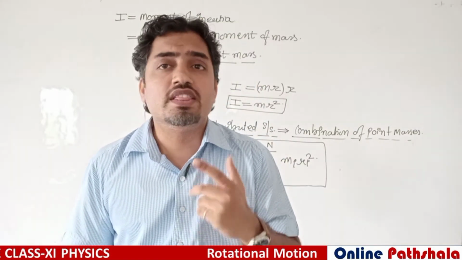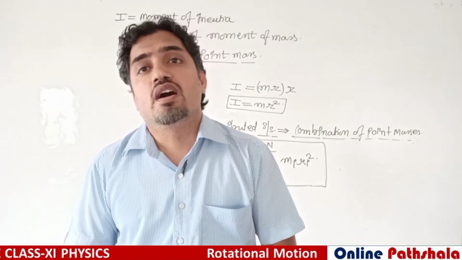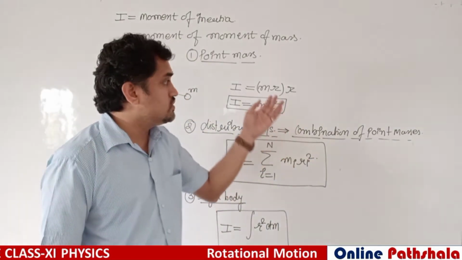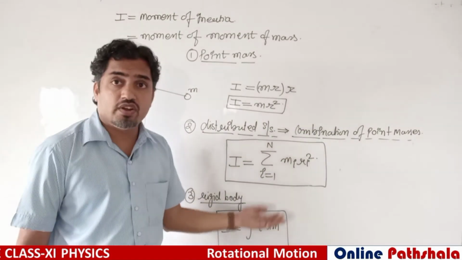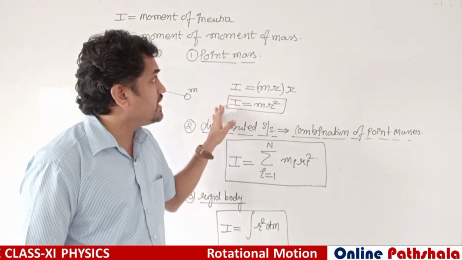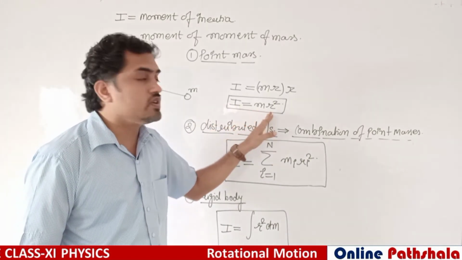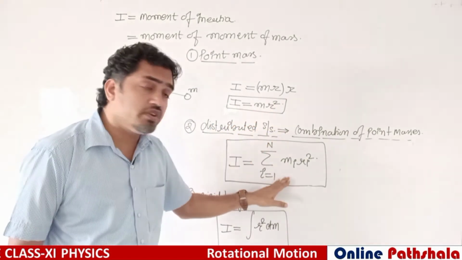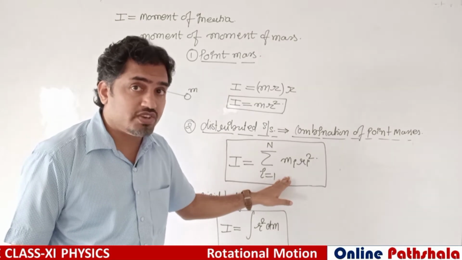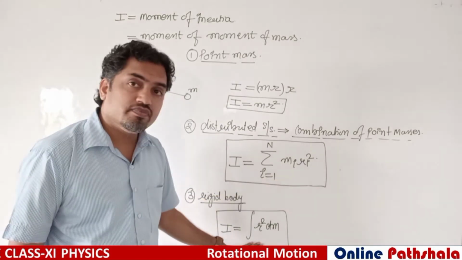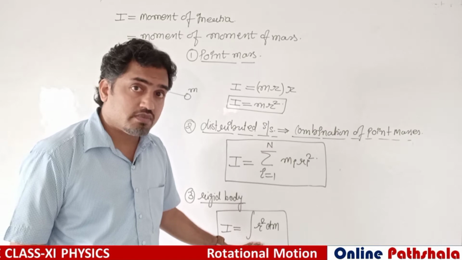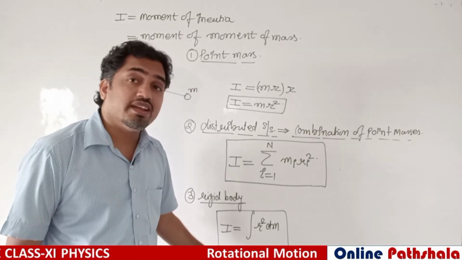You have to remember this formula whenever you are finding the moment of inertia of a point mass: I is equal to mr square. For a distributed system you have to use summation. For a continuous system or rigid body you have to use integration.